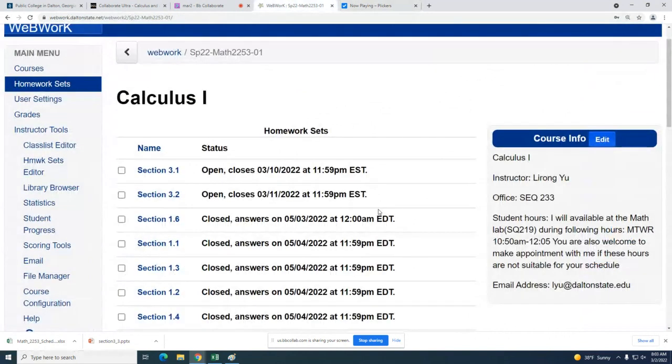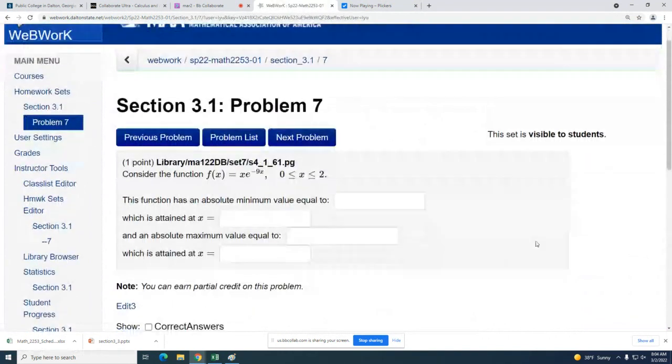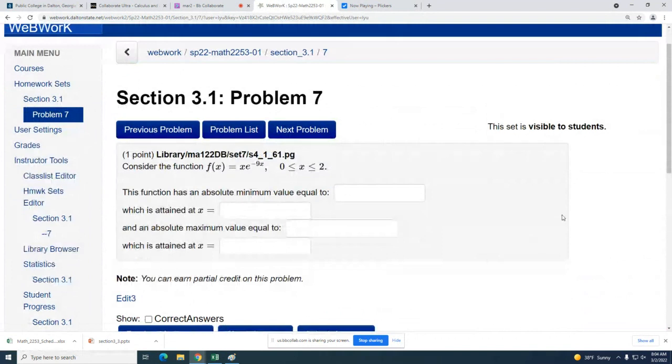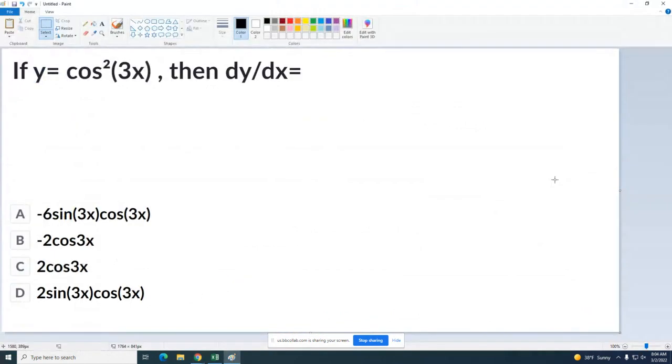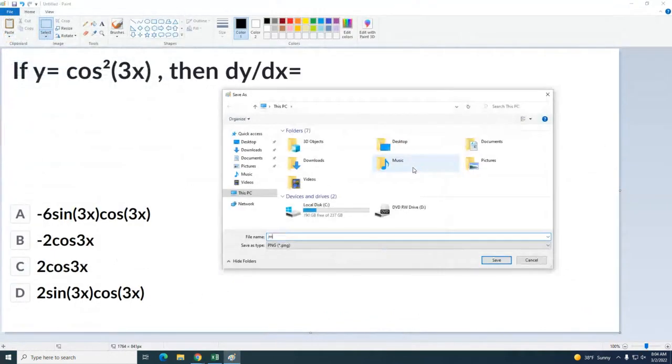Do you have any homework questions? Question 1, section 7. Okay, this is the next main question. We're given a function defined by x times e to the x.